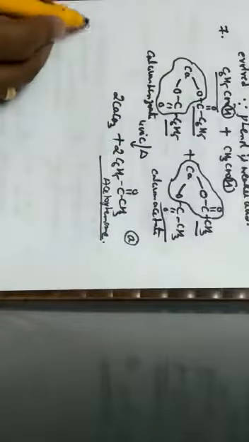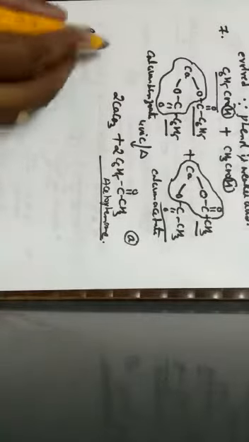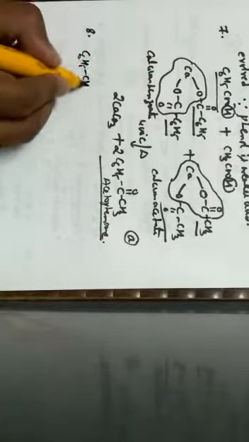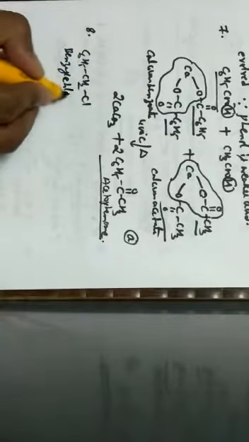Next one, question number 8. Which of the following does not give benzoic acid on hydrolysis? Here, phenyl cyanide will give benzoic acid on hydrolysis. Even benzoyl chloride also gives benzoic acid on hydrolysis. Methyl benzoate also gives benzoic acid on hydrolysis. But option C, that is benzyl chloride. The formula for benzyl chloride is C6H5CH2Cl.